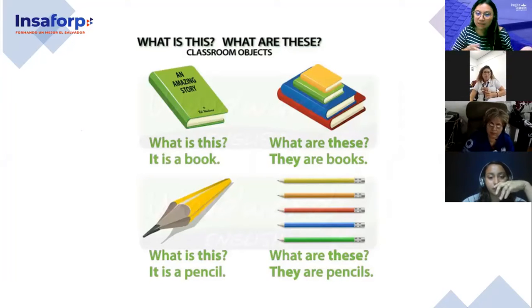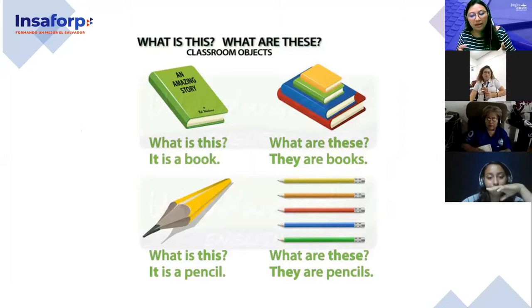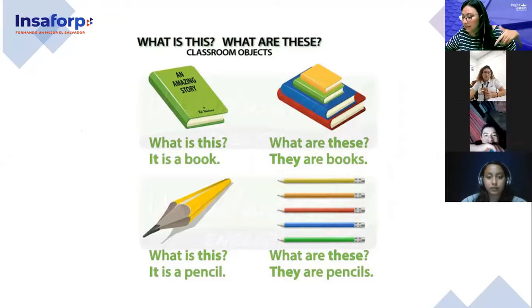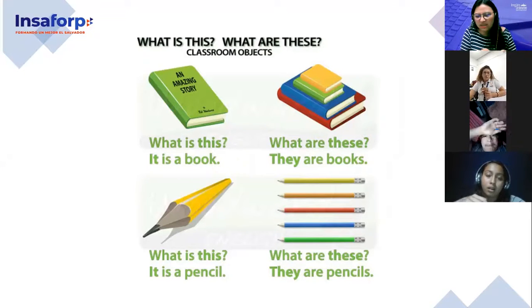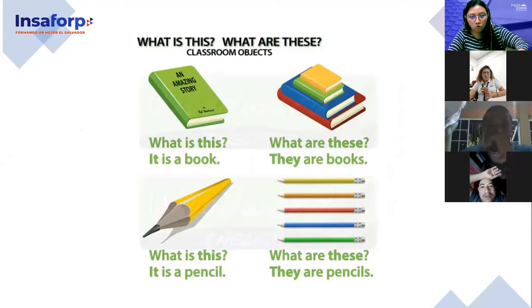Because we can practice, ya se lo voy a enviar, we can practice the use of this and these. Preguntando el qué, what is this? Or what are these? What is this? What are these? Book. ¿Qué es esto? Singular. ¿Qué son esos o estos? What are these? These are books. Look, singular. What is this? Is. It is a book. A book. Exactly. Is for one object. Are more than one.